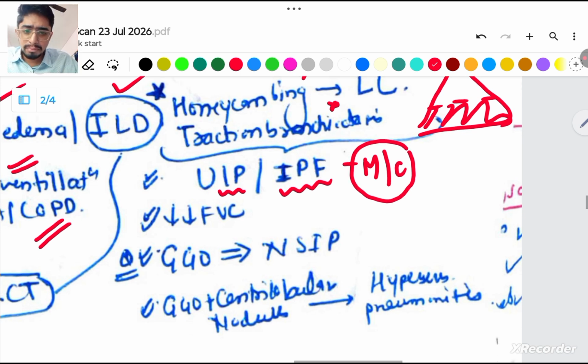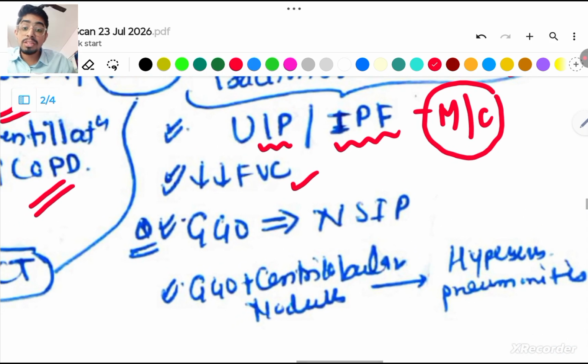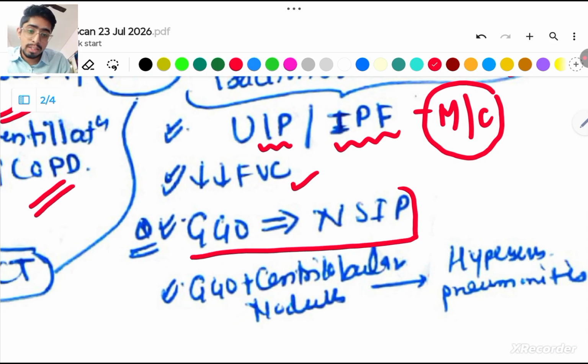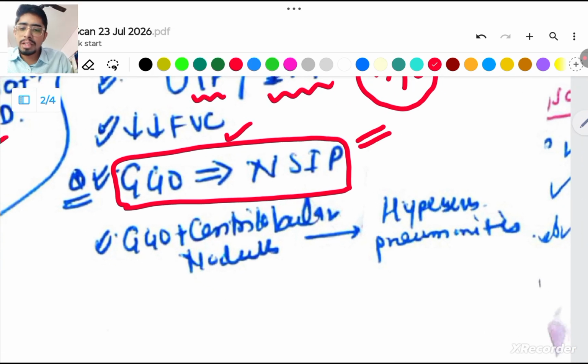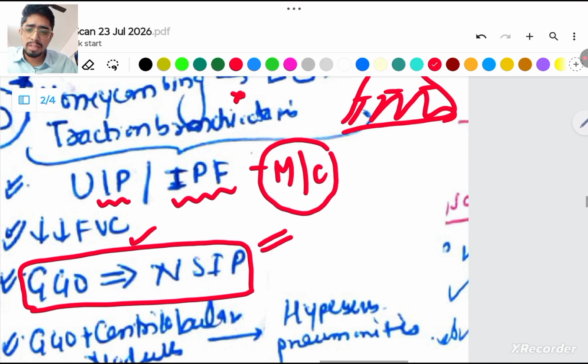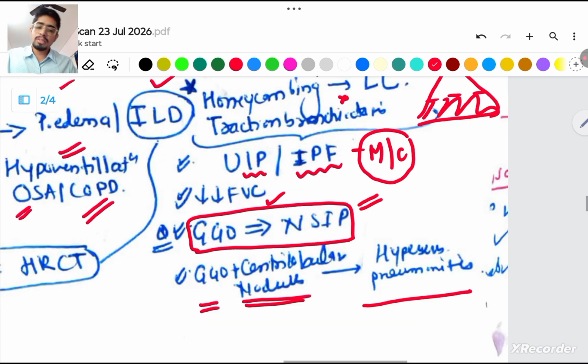Now, there will be a decrease in the FVC ratio, but if you see a GGO pattern, a ground glass opacity pattern, you think of the NSIP pattern, which is non-specific interstitial pneumonia. If they mention GGO plus centrilobular nodules, you think of hypersensitivity pneumonitis. So honeycombing is the UIP pattern, GGO is the NSIP pattern, and GGO plus centrilobular nodules is hypersensitivity pneumonitis.